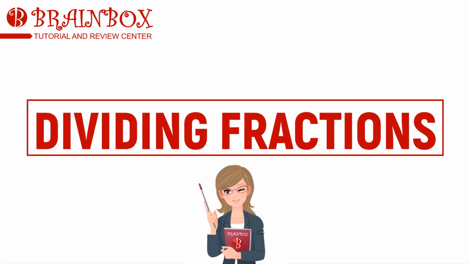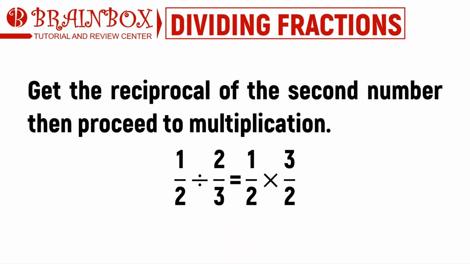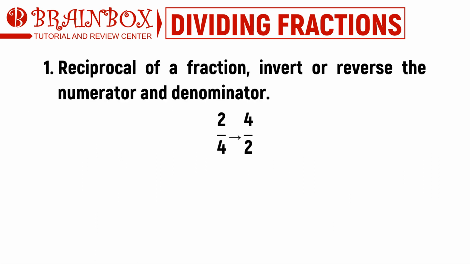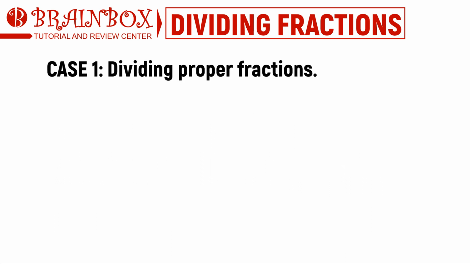Dividing fractions. The general rule in dividing fractions is to inverse or reverse the second fraction, then proceed to multiplication. In doing so, we have to note the following key items. 1. Reciprocal of a fraction. Invert or reverse the numerator and denominator. 2. Reciprocal of a mixed number. Change to improper fraction, then inverse it. These are the general considerations we have to take into account when we reciprocate the fraction.